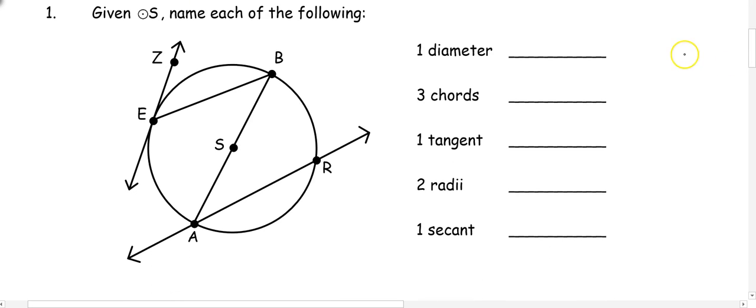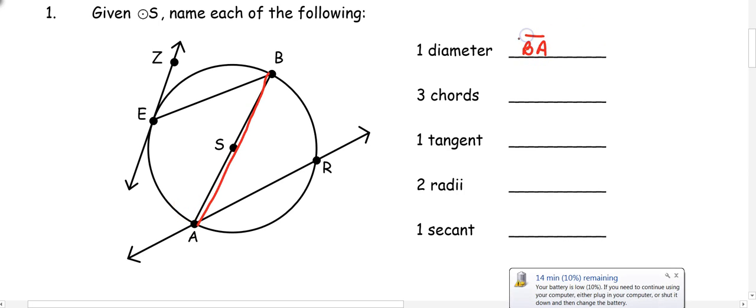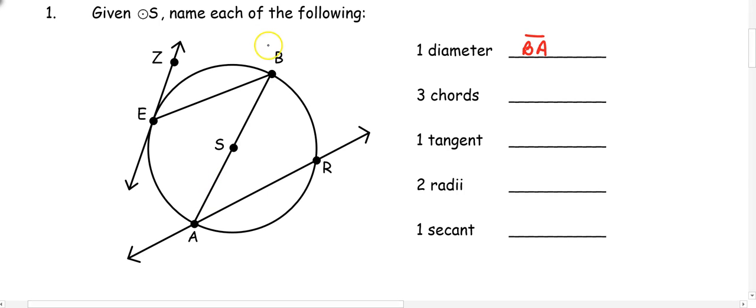So let's use these terms to identify some of them. In number one, we need to identify one diameter. Remember, our diameter goes all the way through the center. So our diameter here is BA. And we're going to use the segment icon, because it has a start and an end point on the circle.